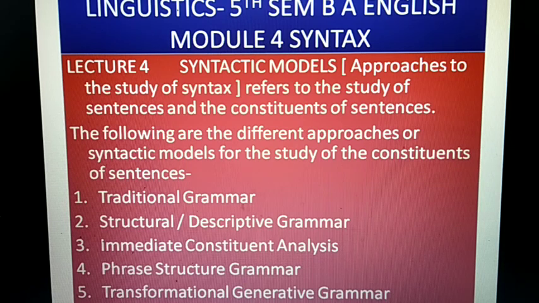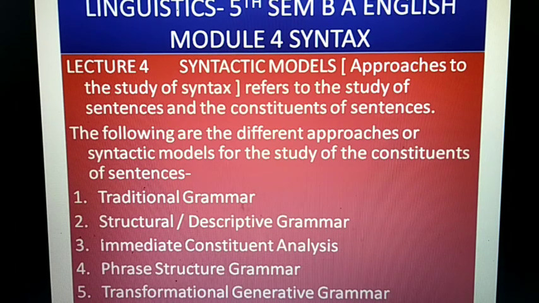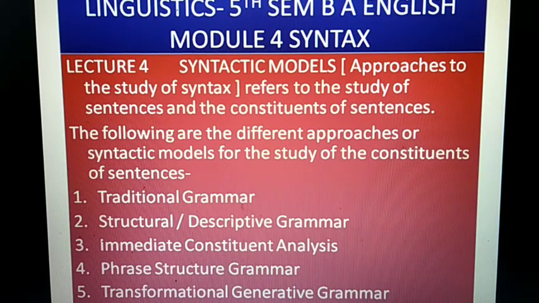Alright, the noun clauses. So we have simple sentences, complex sentences, and one more, that is compound sentences. And remember, a compound sentence is a sentence which has two or more main clauses. Two or more main clauses.